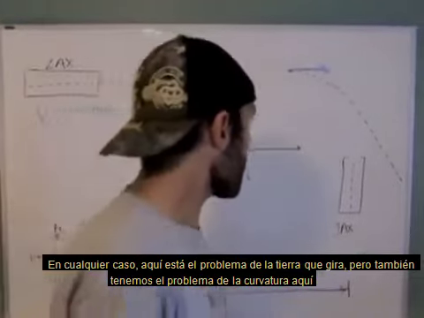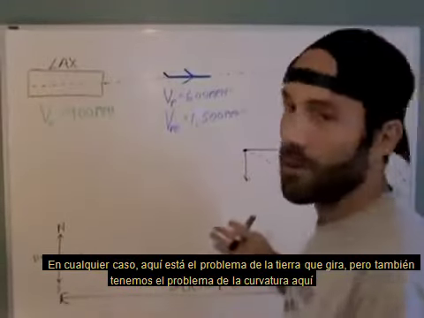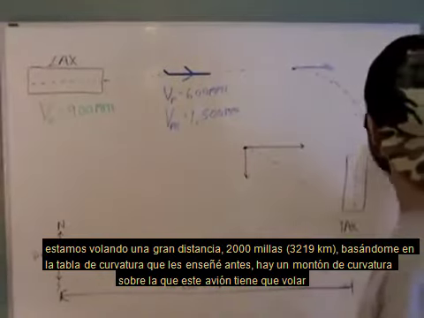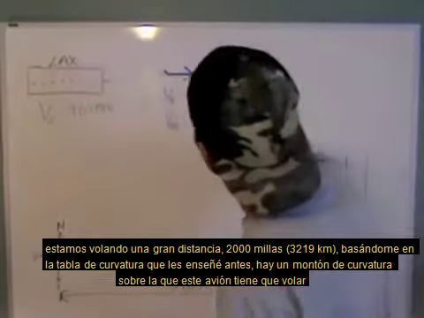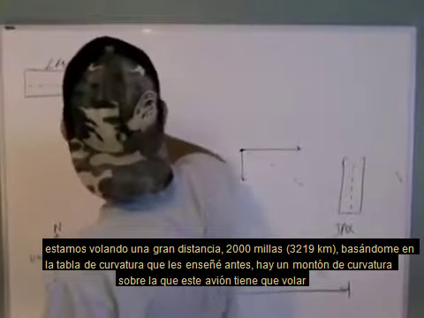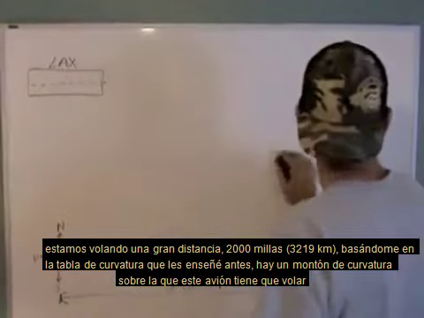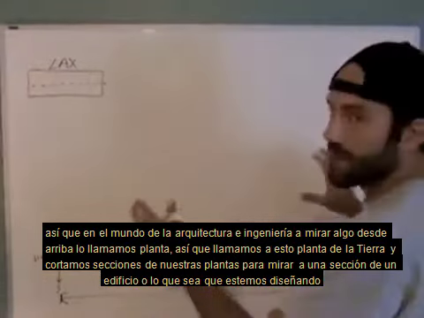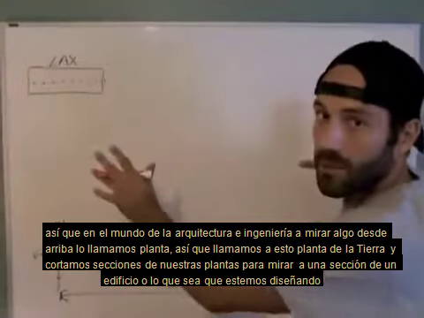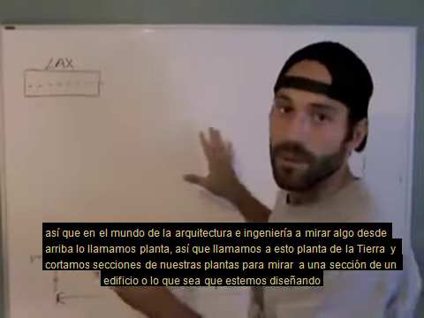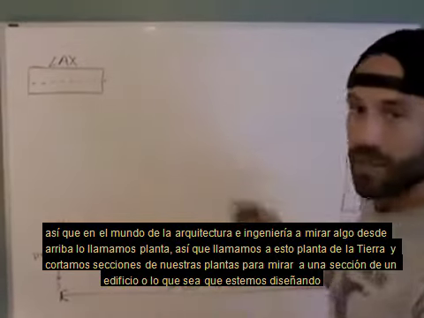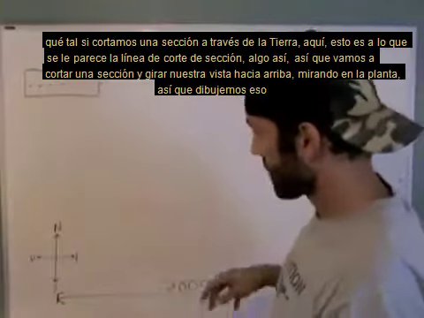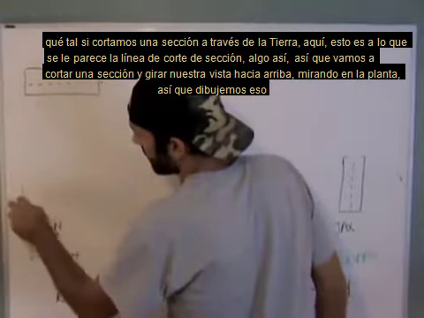So anyway, here's the spinning ball problem, but we also still have the curvature problem here. We're flying a great distance, 2,000 miles, and based on that curvature chart I showed you earlier, there's a lot of curvature that this plane has to fly over. So, you know, in the architecture and engineering world, looking down on something is called a plan view. So we call this a plan view of Earth. And we cut sections through our plan views to look at a section through a building or anything we're designing. So what if we cut a section through the Earth here?